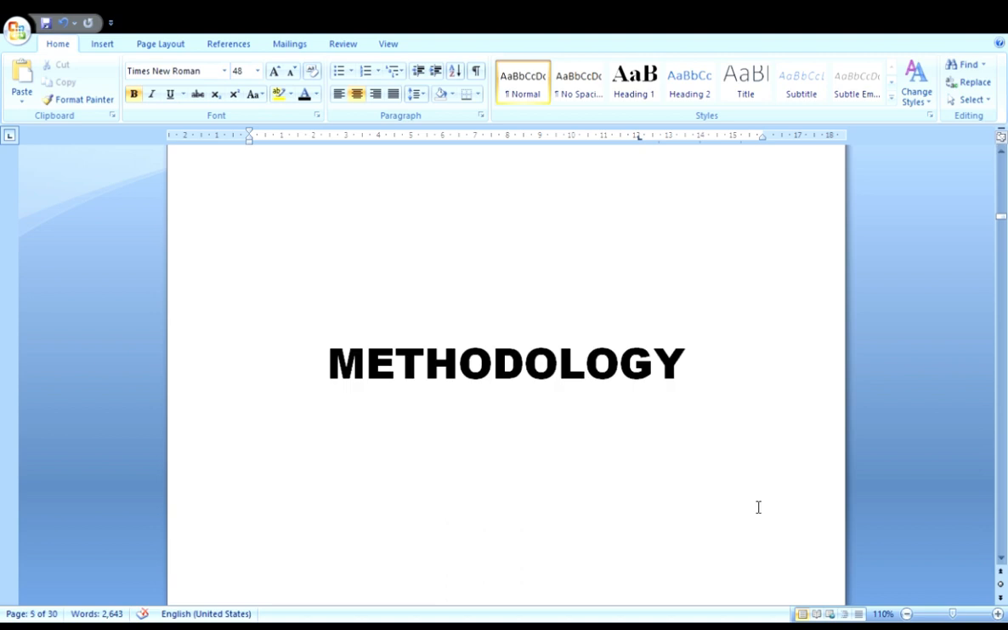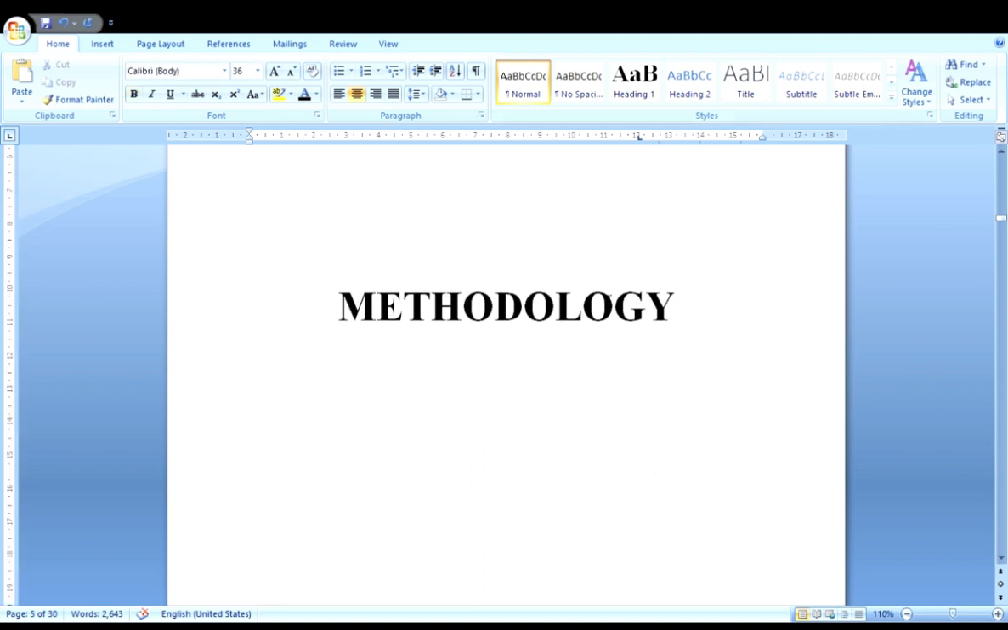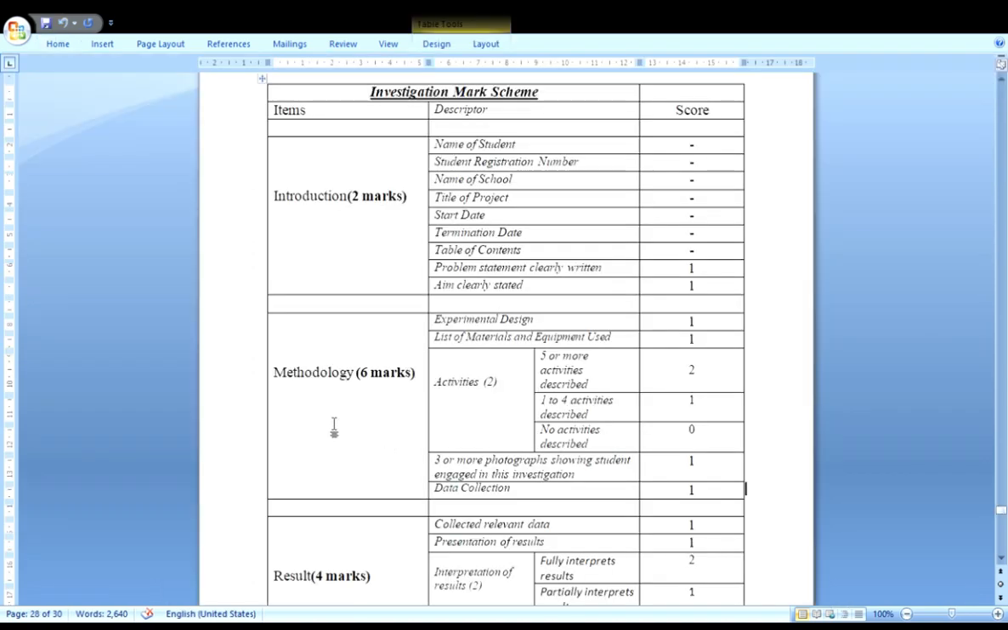Alright, the next main item is the methodology, and of course, as I said, you'll put this on a separate sheet or page. Alright, so let us go back to the mark scheme to see the other items underneath the methodology and the score that is assigned. So the methodology of the SBA values 6 marks. The subheadings under the methodology are the experimental design, and that values 1 mark.